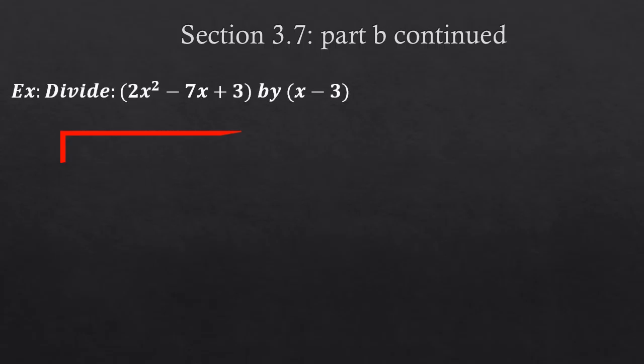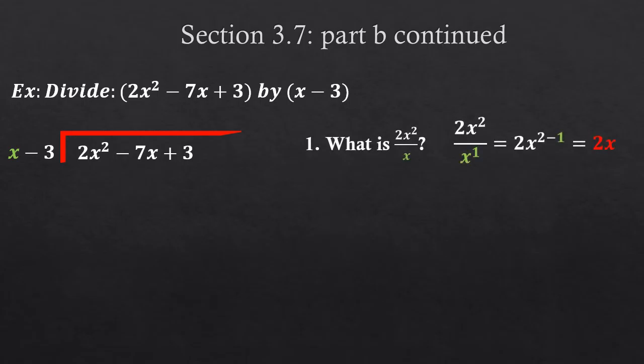Next example. Here we have a divisor of x minus 3 being divided into a dividend of 2x to the second minus 7x plus 3. Remember, the divisor goes on the outside. The dividend goes on the inside. So again, the x will be doing all of the division here. So therefore, on the side somewhere, ask yourself, what is 2x to the second divided by x? That is 2x. That is your answer.